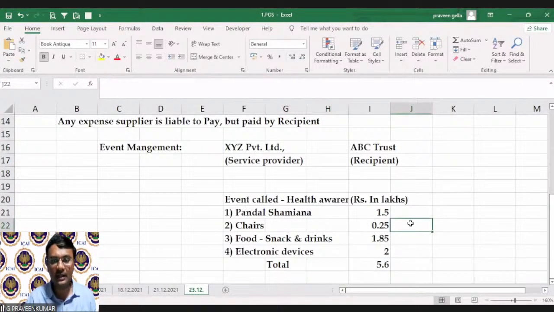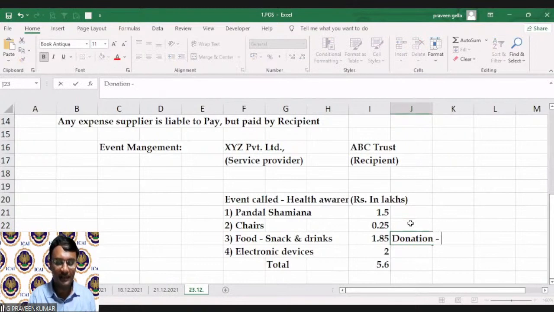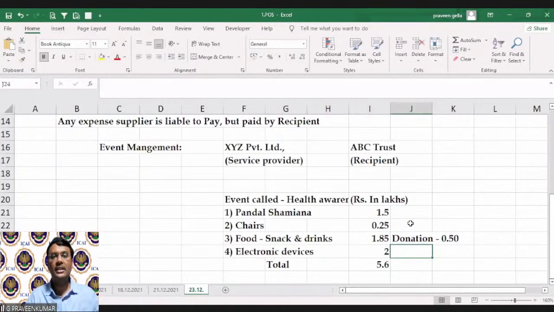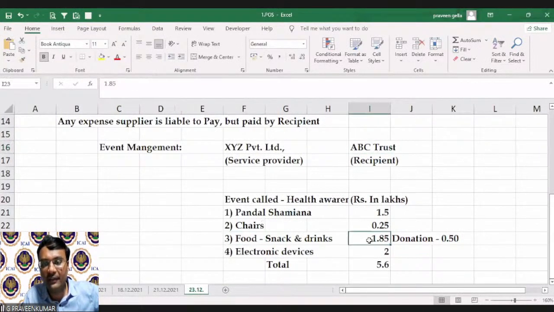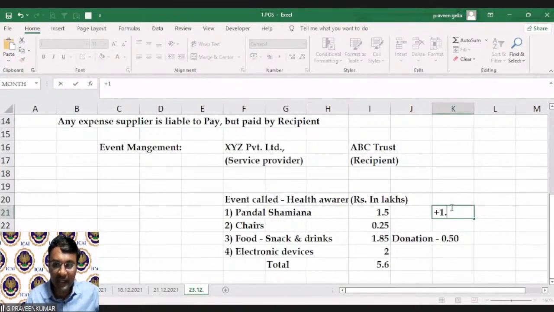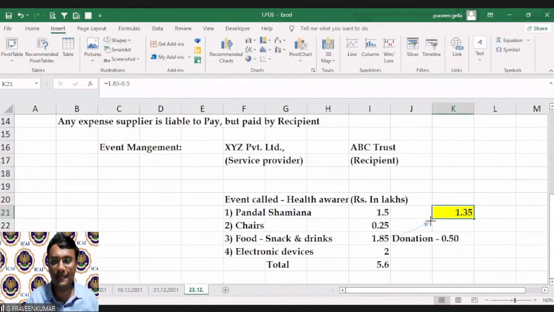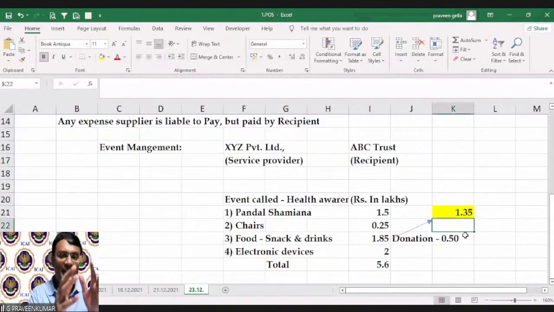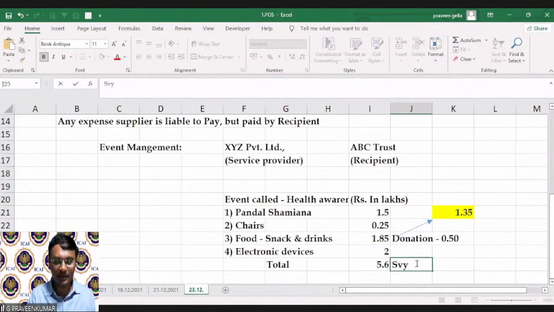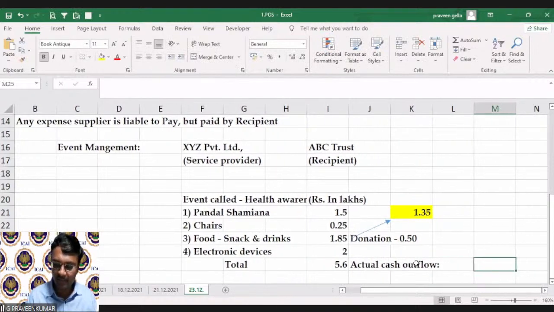See, I receive some donation. There is a person who is donating, say, 50,000. So the trust says that, look, you don't charge me 1.85, you charge only 1.35. 1.85 minus 0.5, you charge only 1.35. Because there is a person who is coming forward to give a donation to this trust. Now, as an event manager, XYZ Private Limited is supposed to incur this 5.6 lakhs, which they need to pay to various vendors for organizing this event. Now, instead of paying 5.6, say actual is 5.6 minus 0.5, only 5.1 lakh.